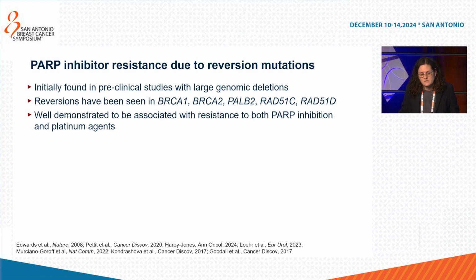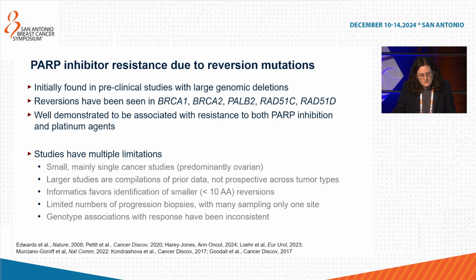actually, which described this with large genomic deletions. Reversion mutations have been described to date in 5 homologous recombination genes, BRCA1, BRCA2, PALB2, RAD51C, and RAD51D, and they're well documented to be associated with resistance to both PARP inhibition and platinum agents. However, the studies to date have had multiple limitations.